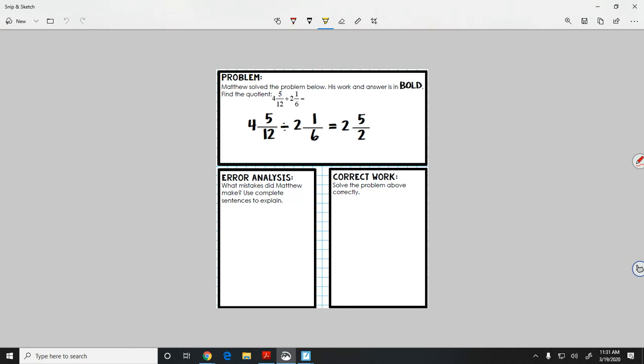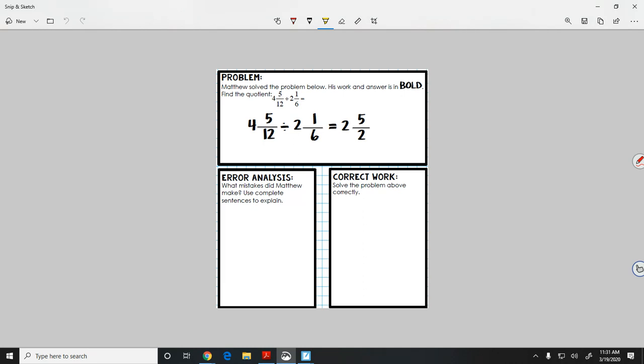So Matthew did 4 and 5/12 divided by 2 and 1/6, and his answer was 2 and 5/2. What I want you to do is take a second, pause, and determine what Matthew did wrong, what his error was, and how we can correct it.